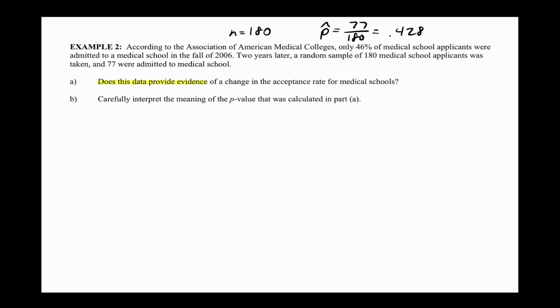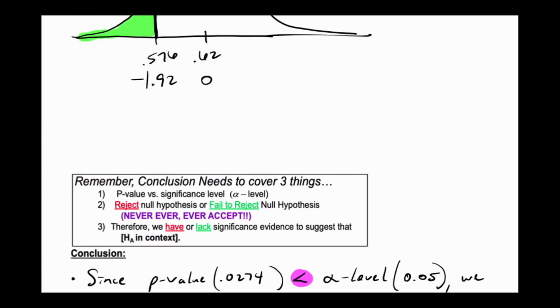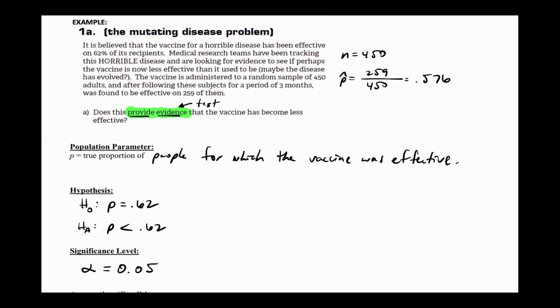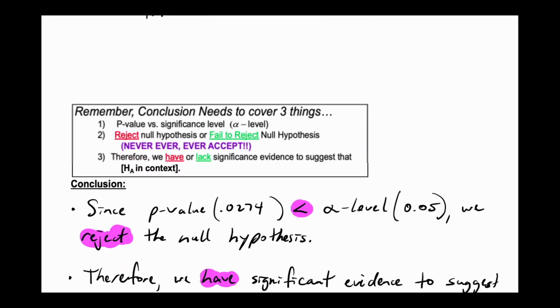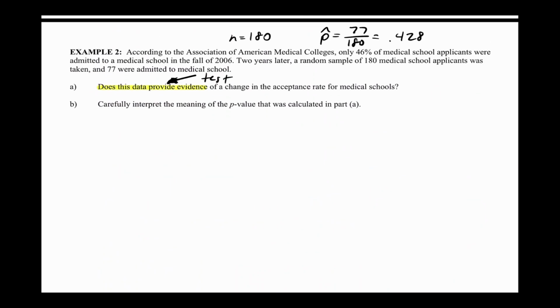Does this provide evidence? That means it's a hypothesis test. Just like in number one, does this provide evidence, right? Providing evidence is always a test. It's a buzzword for do a test, okay? So let's do a test then. For part A, we're going to do a test.